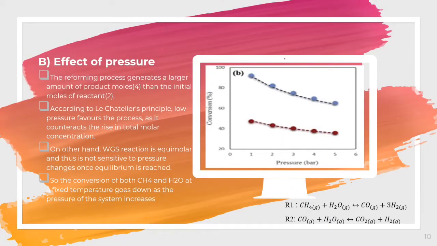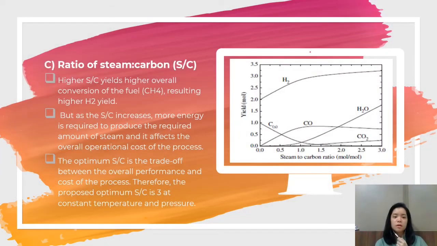The next factor is the effect of pressure. The conversion of both CH4 and H2O at fixed temperature goes down as the pressure of the system increases. The last factor is the ratio of steam to carbon. The proposed optimum S/C is 3 at constant temperature and pressure.